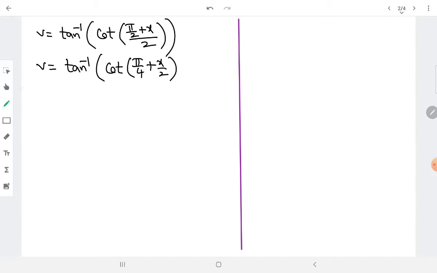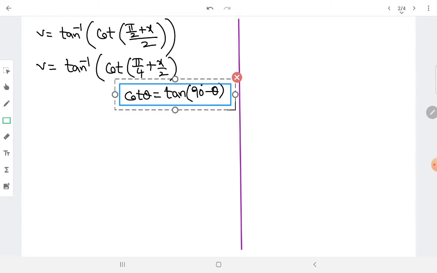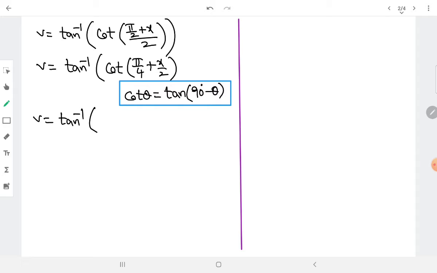This can be written as pi by 2 by 2, which is nothing but pi by 4 plus x by 2. Now since here we have tan, we'll try to get this cot also in terms of tan. So how can I write this? Cot theta, I'll write the formula. Cot theta can be written as tan of 90 degrees minus theta. So this is the cot theta formula. Now V is equal to tan inverse of cot theta.